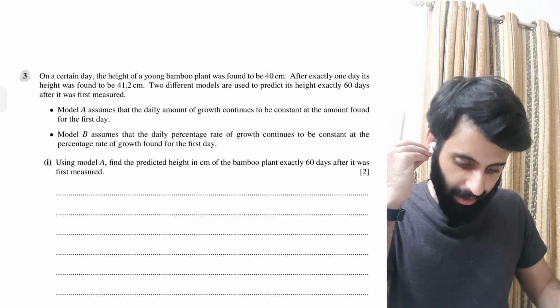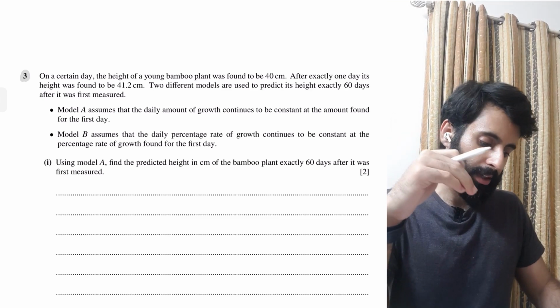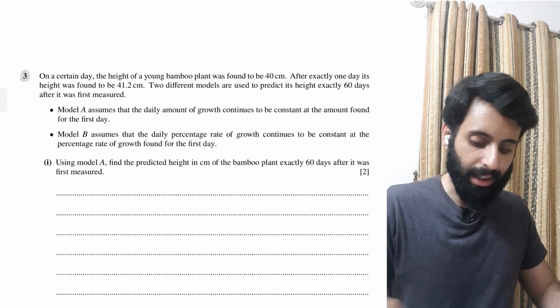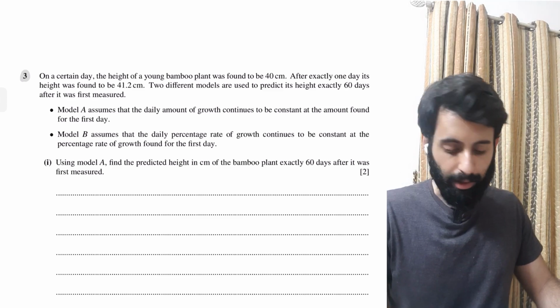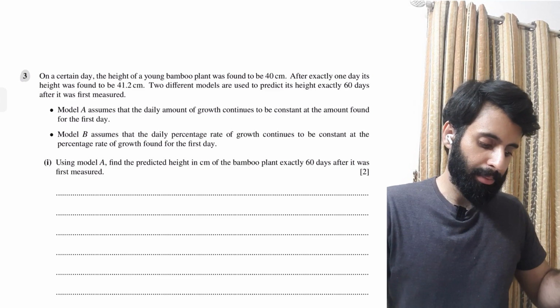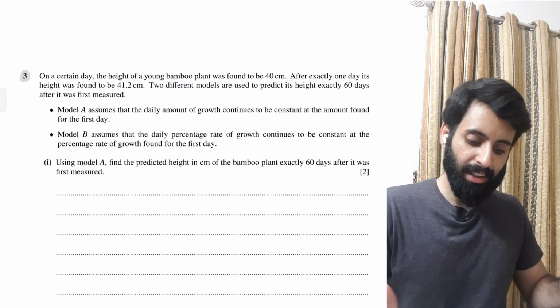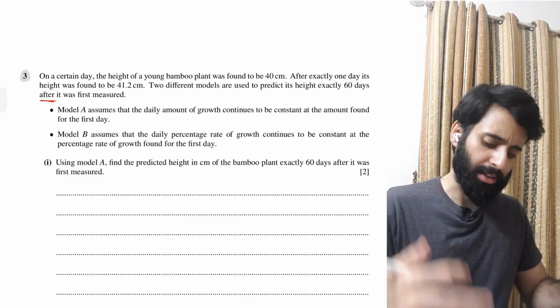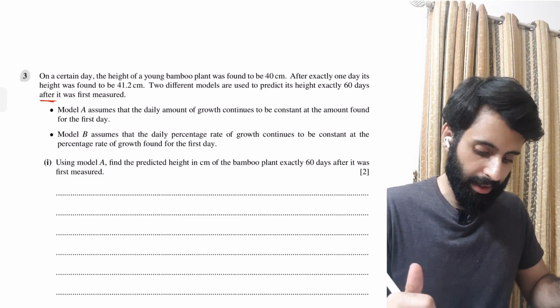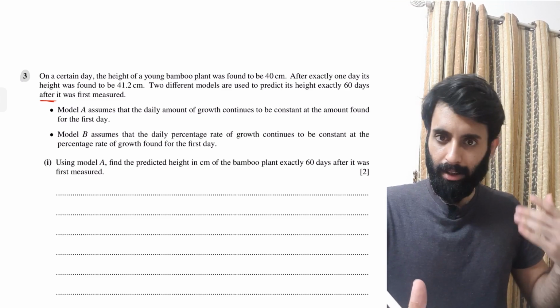So it says, on a certain day, the height of a young bamboo plant was found to be 40 centimeters. After exactly 1 day, its height was found to be 41.2. Two different models are used to predict its height exactly 60 days after it was first measured. So if I were you, I would highlight or underline the word after. Why? I'll explain that in a minute.